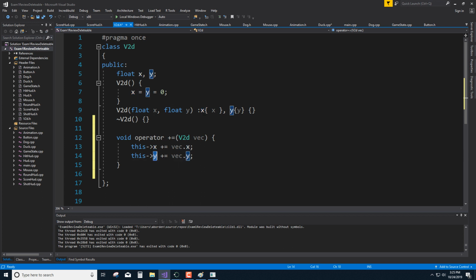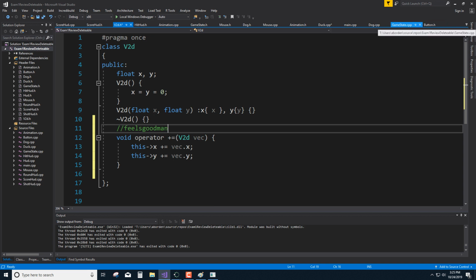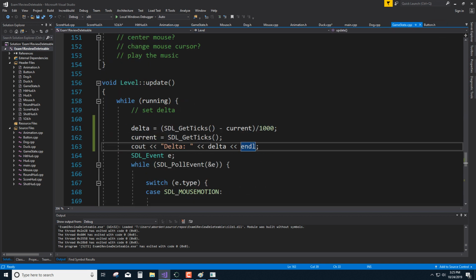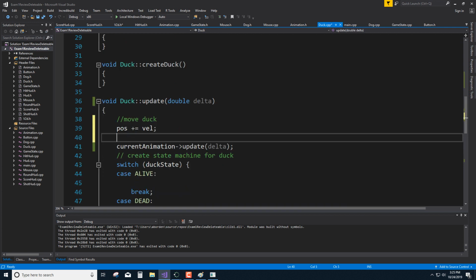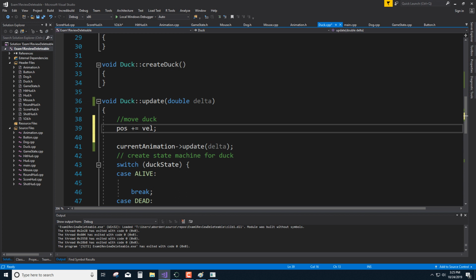In theory, if I did that right, I may have screwed that up, but that feels good. That's all that matters. What? Could you go back to the previous slide that you're on? Where were we? We're in the duck. Yeah, the duck. So position plus equals velocity. Okay. I don't know if that's right now that I think about it.